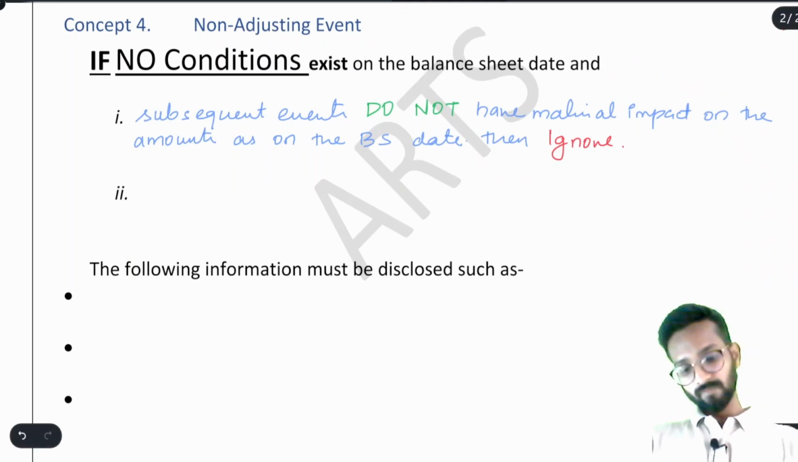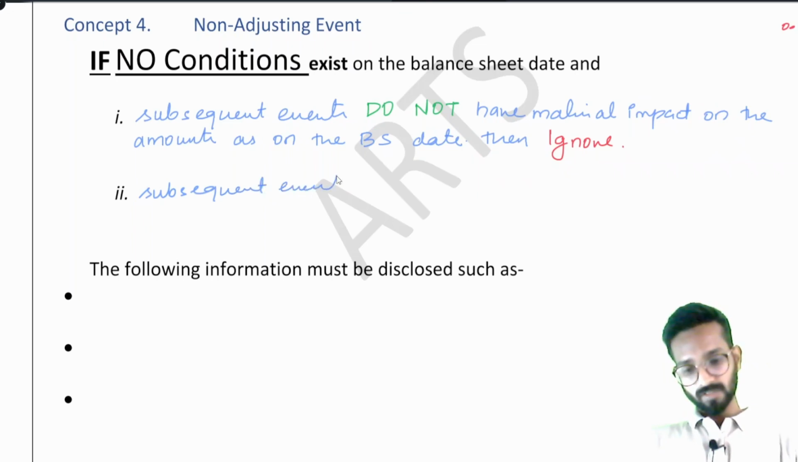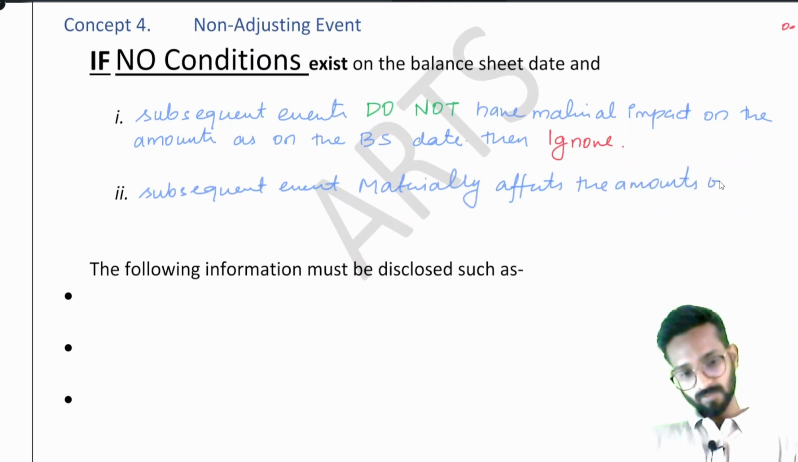Now what can be the second case? Same, a little change. If the subsequent event materially affects the amounts on the balance sheet date.